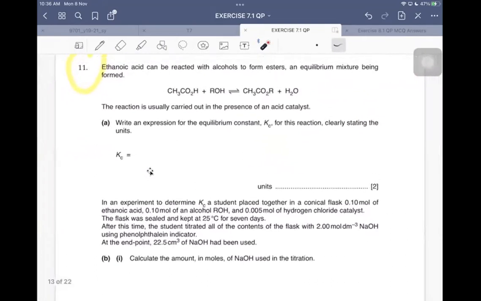We've got ethanoic acid reacting with alcohol, so I will just write down acid, alcohol, and also I think there is a mention of an acid catalyst. So the catalyst is H plus, all right? And this is our equilibrium.